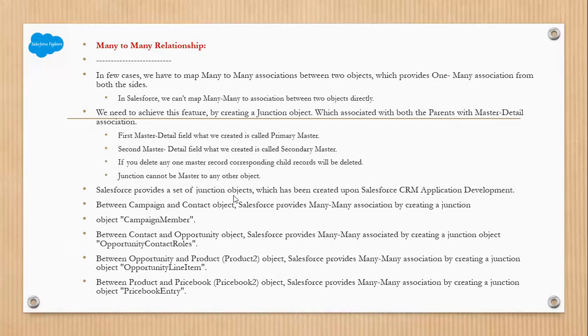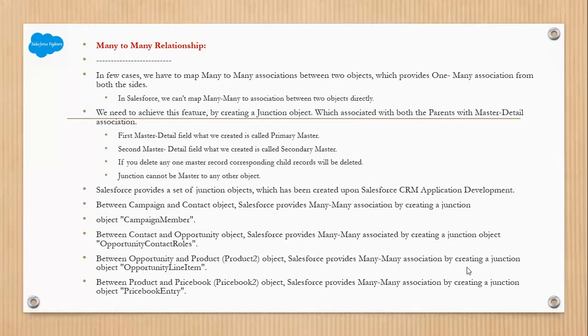Salesforce provides a set of junction objects which are created in the Salesforce CRM application, between the campaign and contact objects. Salesforce provides the many-to-many association by creating the junction object Campaign Members between the contact and campaign objects. Salesforce provides the many-to-many association by creating the junction object Opportunity Contact Roles between the opportunity and contact objects.